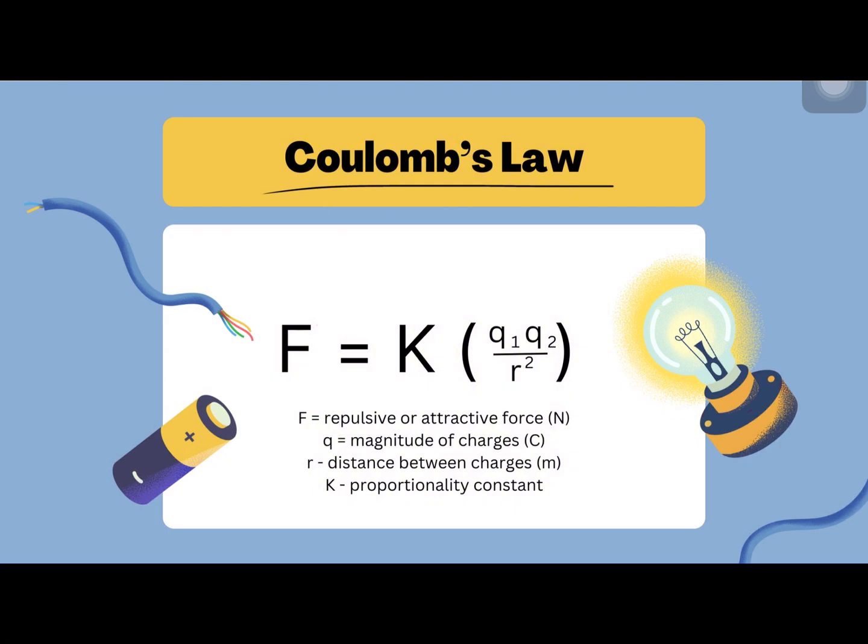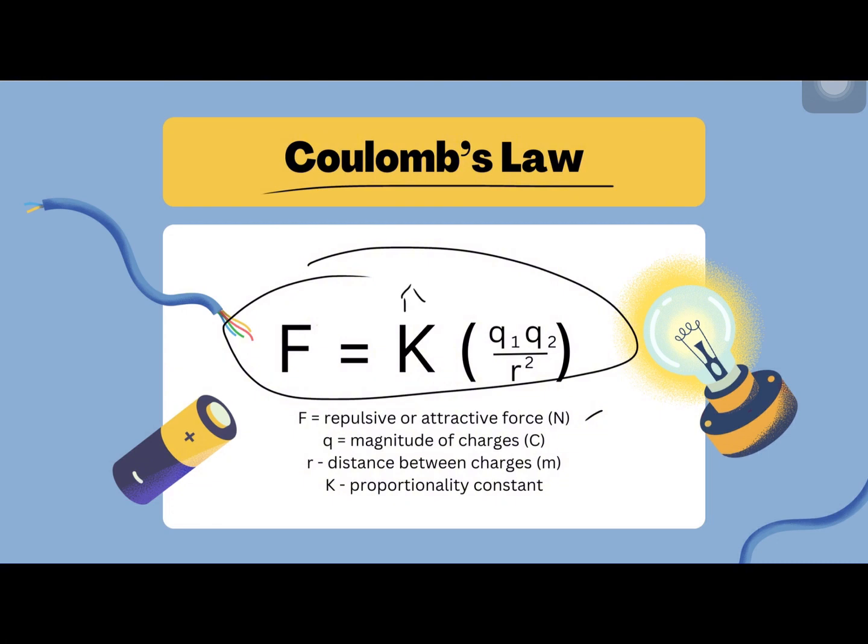So as you can see, by formula, this is the very concise form of our own definition, wherein F is our own repulsive or attractive force, which is measured in Newtons. K is our own proportionality constant, or 9 times 10 raised to 9 newton times meter squared all over coulomb squared. Q would be our own magnitude of charges.